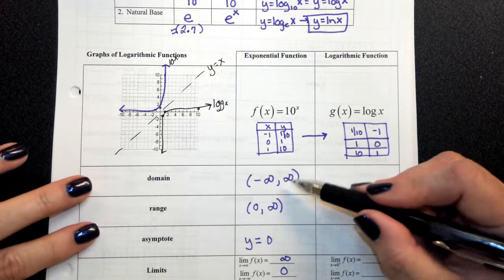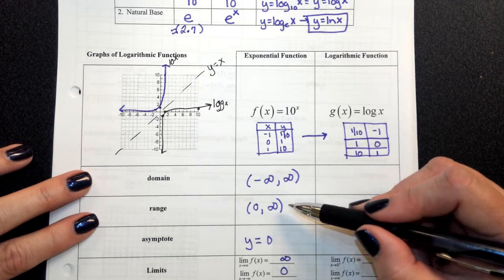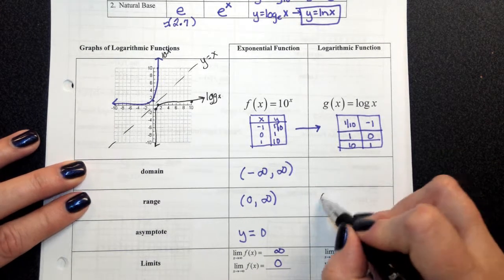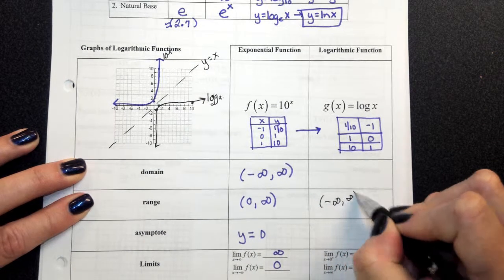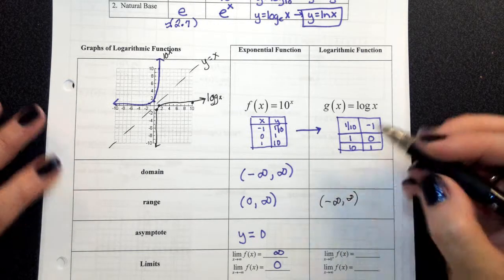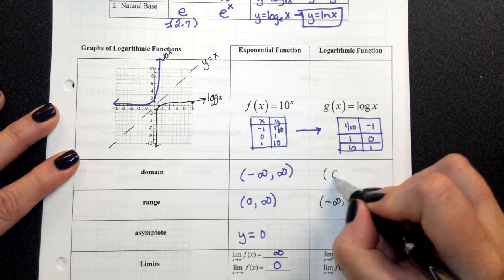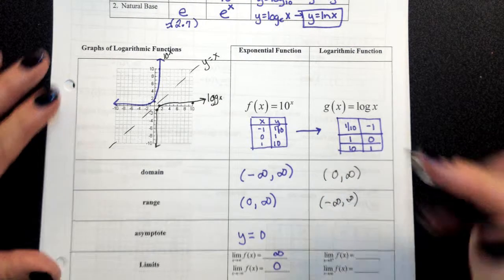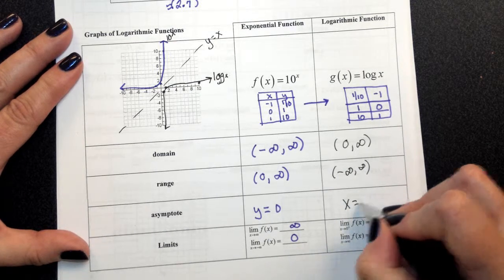Remember, the domain and range are going to flip. So since the domain for exponential is all real numbers, the range for my log will be all real numbers. Since the range was 0 to infinity, the domain for my log function is 0 to infinity. And you can see you have a vertical asymptote at x equals 0.